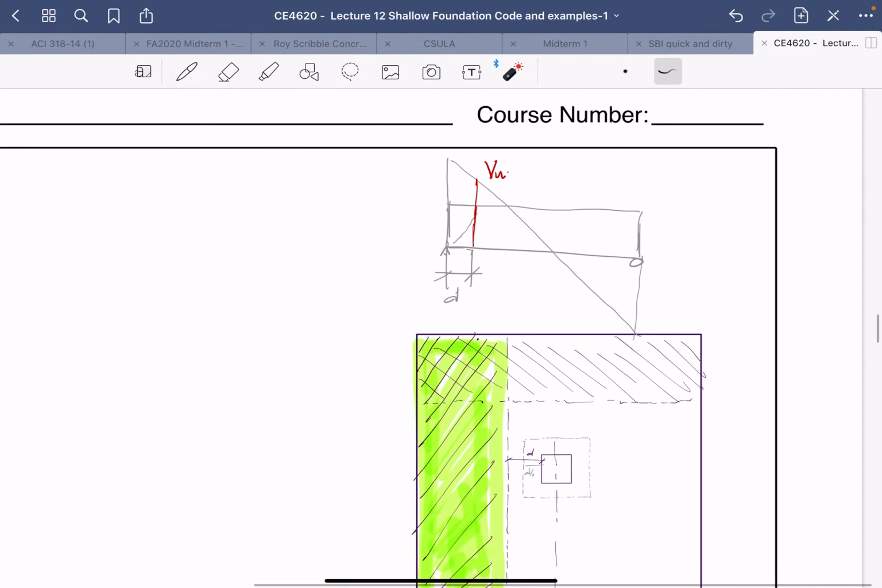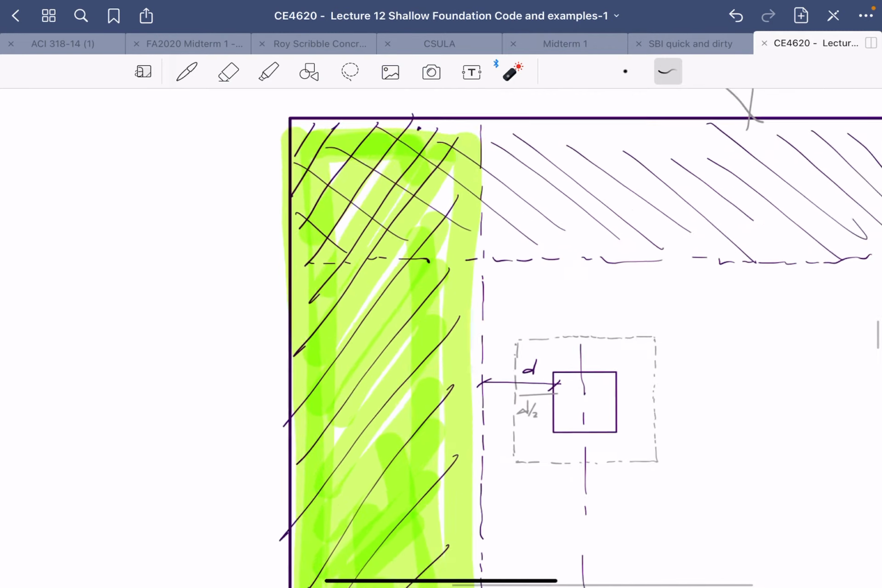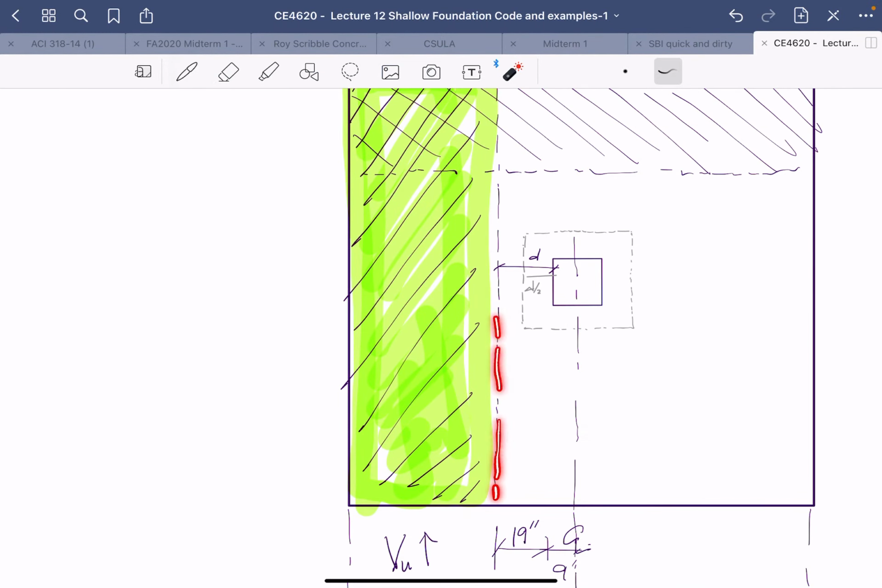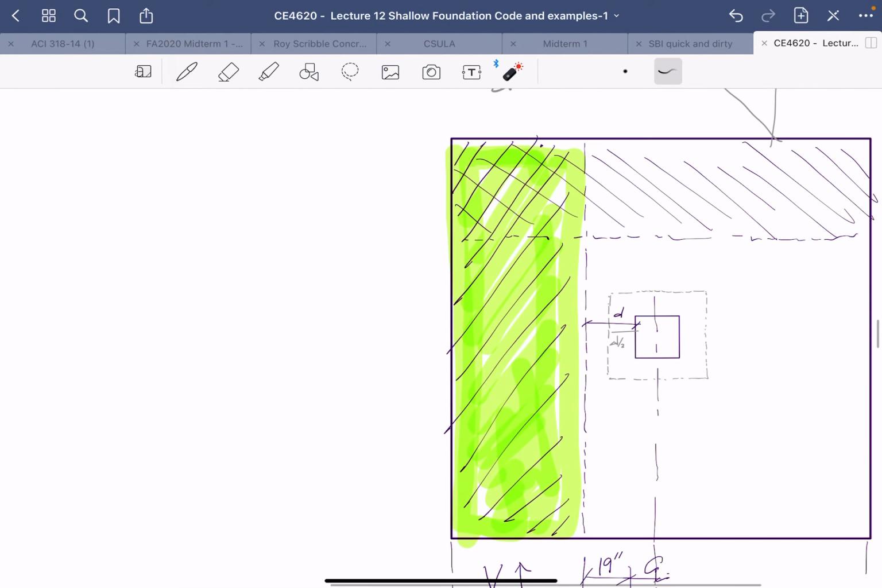Okay. With one-way shear, it's the same approach. You've got the column. From the face of the column, you're a d distance away. And to give you an idea, two-way shear, sorry, has a shear plane around the column because it's two ways. Here it's one-way, which is this whole entire line. Okay, the demand VU is in green, right?